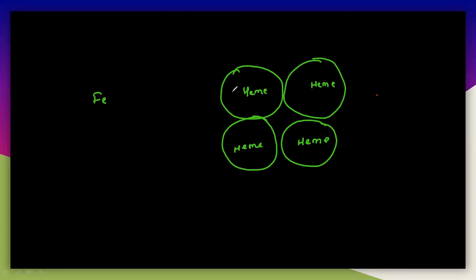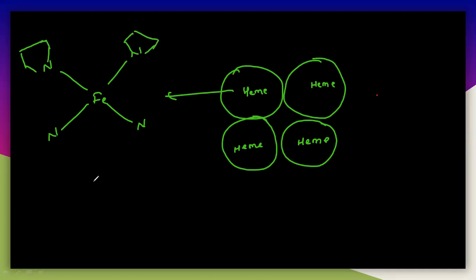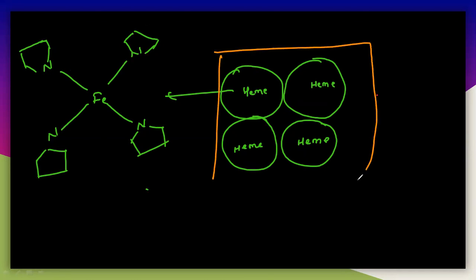If you zoom in on one particular heme group, it consists of one iron with 4 pyrrole rings. I can write these as the 4 pyrrole rings, and they are connected with some bridges like this. I don't want to write the exact structure, so let us understand this first. This is the structure of hemoglobin.